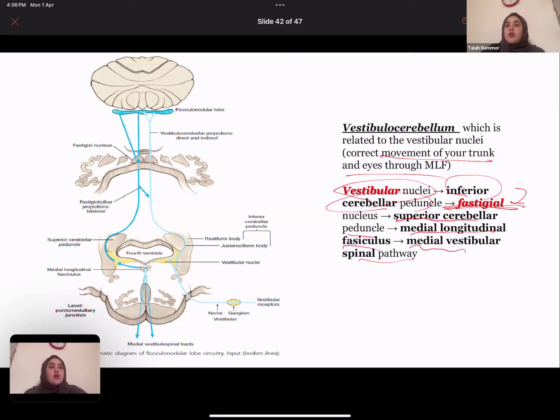So what happens is it goes from the vestibular nuclei into the inferior cerebellar peduncle. The inferior cerebellar peduncle goes to the fastigial nucleus. Those are important things, guys. The fastigial nucleus is important. It's important that it goes to the MLF. Why? Because it has to do with the eyes. It enters through the inferior, goes out through the superior. That's it.